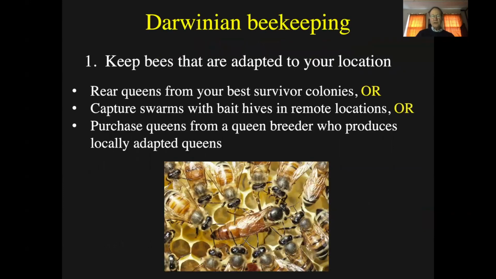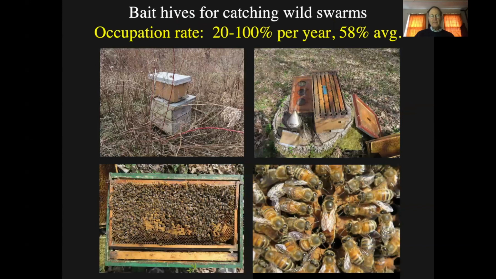How can you do this? What are some of the ideas for Darwinian beekeeping? One, and it's fundamental, is to keep bees that are adapted to your location. How can you do that? Well, it's not that hard. You can rear queens from your best survivor colonies, or capture swarms with bait hives, particularly if they're put in remote locations away from beekeepers. You'll tap into the native, local stock. Or you can purchase queens from a queen breeder who produces locally adapted queens, somebody nearby you.